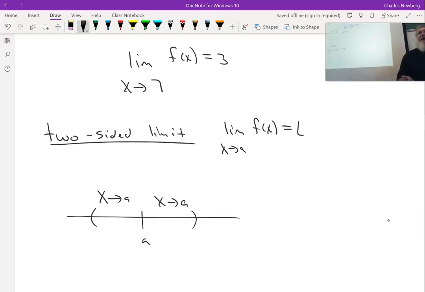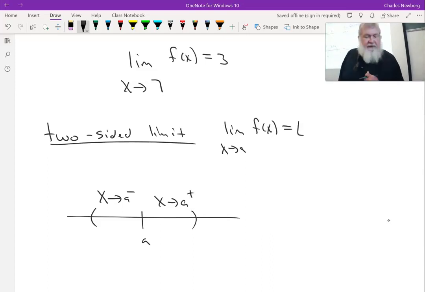So we need some notation because we don't want to write left and right a bunch of times, right? So let's pick on the left side. I'm coming in from the left side. Are the numbers smaller or bigger? They're smaller, right? So they're coming in from the negative side. So this would be x approaches a from the negative side. We put this little negative as an exponent. And this one here would be as x approaches a from the positive side.